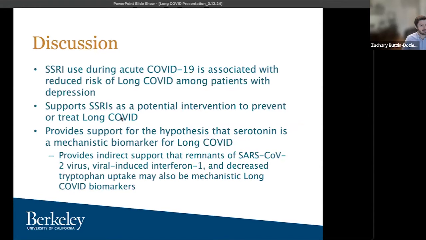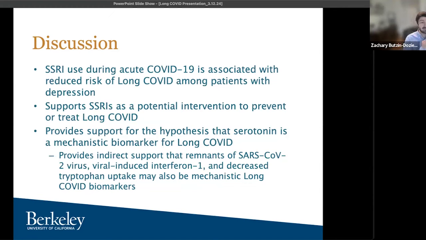So in terms of main takeaways from this, SSRI use during acute COVID-19 is associated with a reduced risk of long COVID among patients with depression. This supports SSRIs as a potential intervention to prevent or treat long COVID. And this also provides support for the biological mechanism that we shared earlier, that serotonin may be a mechanistic biomarker of long COVID. And furthermore, this provides indirect support for the other components of that mechanistic hypothesis, which are that remnants of SARS-CoV-2 virus drive long COVID through the sustained release of viral-induced interferon-1 and decreased tryptophan uptake.